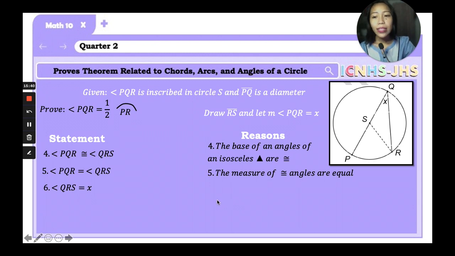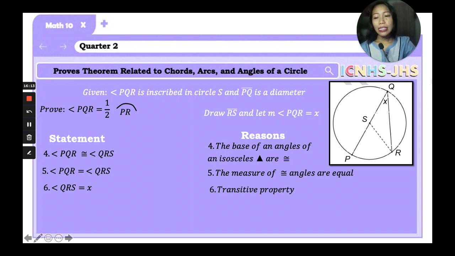Next statement, we know that our angle QRS is also the value of our x. That is because of transitivity, or the transitive property. Okay, so if we will try to observe, we have let our angle PQR to have a measure of x, or to be defined as the x.